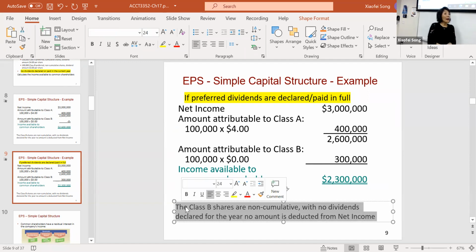Okay, so I will summarize here in general. Now, what if the company has dividends in arrears? Say the company has not paid a dividend for 3 years, and this year it paid all the dividends in arrears, including the current year's dividend.